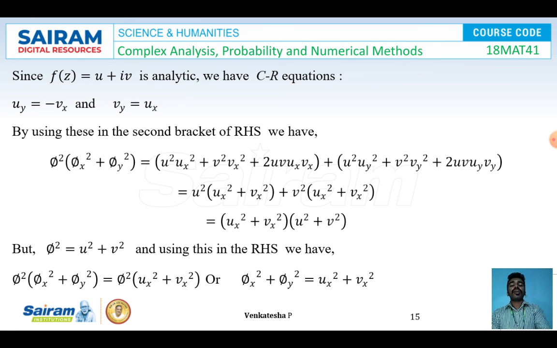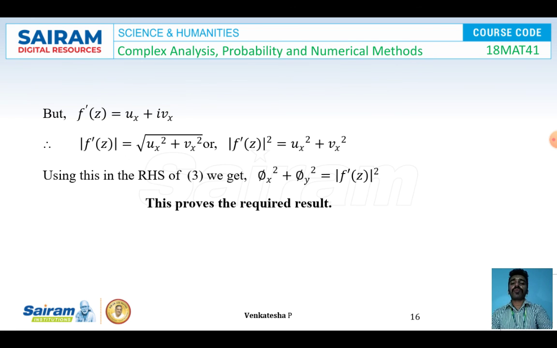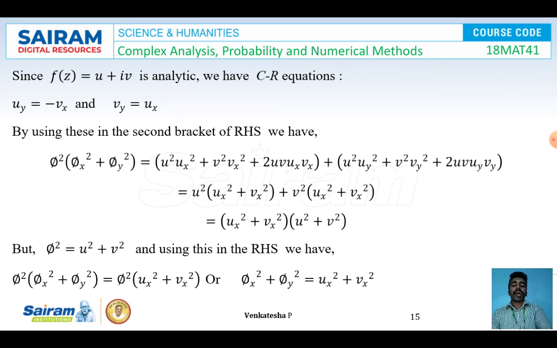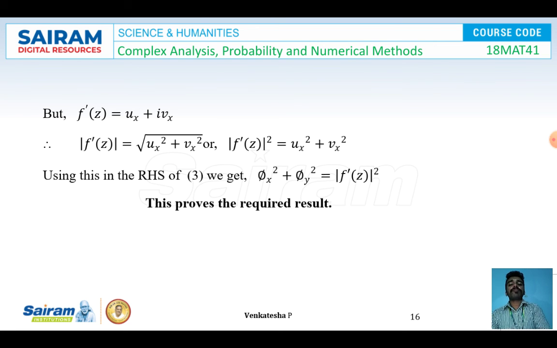I got this expression. Now I'm going to consider f dash of z. We have f dash of z is equal to ux plus i vx. Applying modulus on both sides, I'll be getting mod f dash of z is equal to mod of ux plus i vx, so it will become square root of ux squared plus vx squared, or mod f dash of z whole squared is equal to ux squared plus vx squared. I can replace this value in the previous equation. So I got phi x squared plus phi y squared is equal to mod f dash of z whole squared. So this is the required proof of what we needed to prove in this problem.